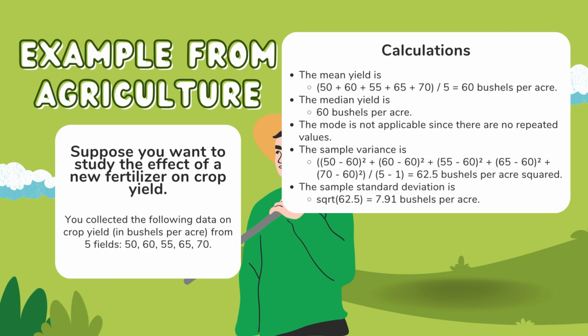Variance is the squared differences between each value and the mean of the yield summed, and then divided by n minus 1, equaling 62.5 bushels per acre. The standard deviation is the square root of the variance, equal to 7.91 bushels per acre. This means on average, each value was plus or minus 7.91 bushels from the mean.